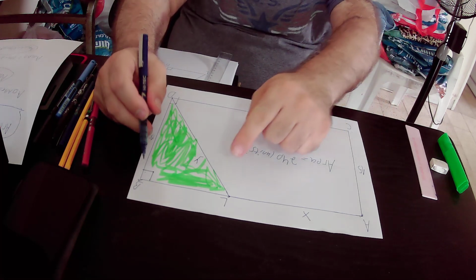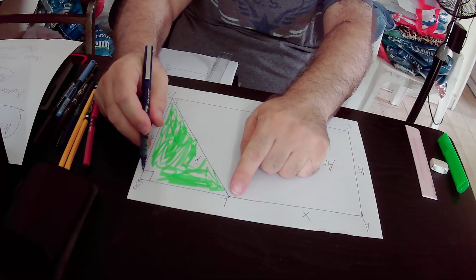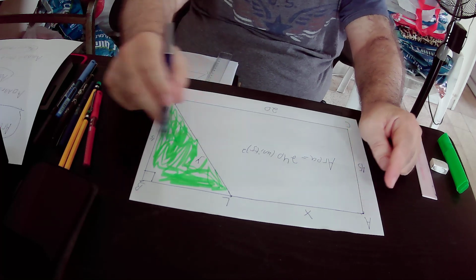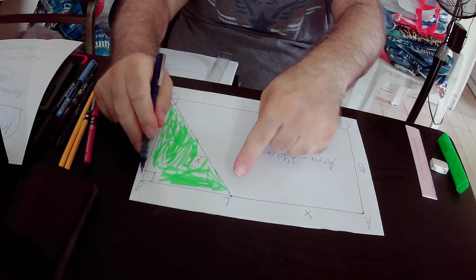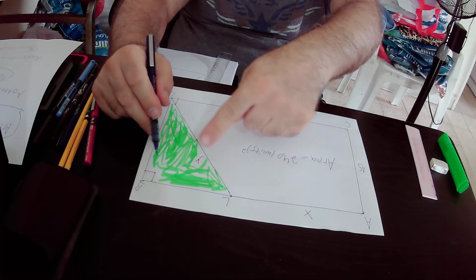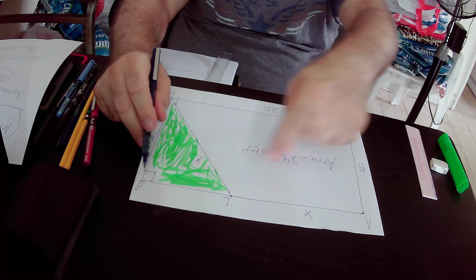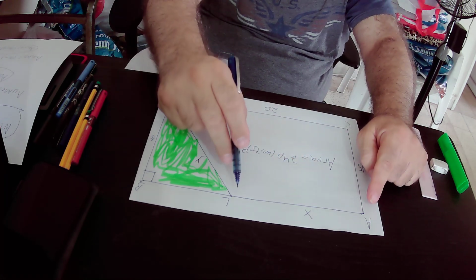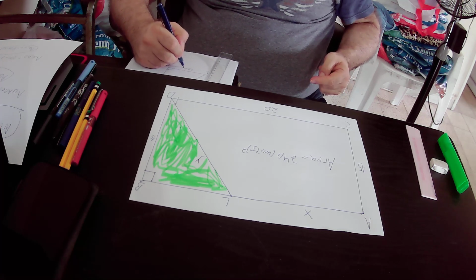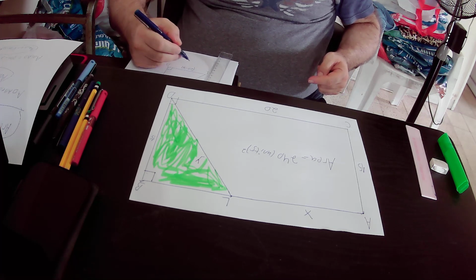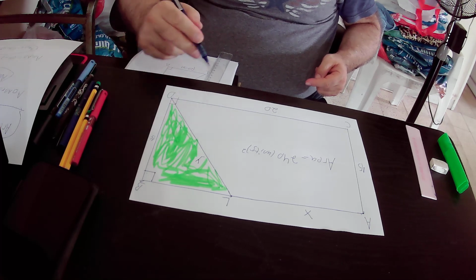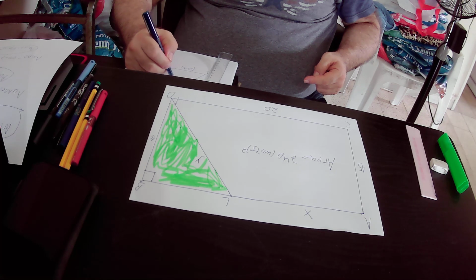Actually, the size of LB, the side of the right green triangle, equals 20 units minus x. Okay? But we also know that the area of the right green triangle equals 60 units squared.